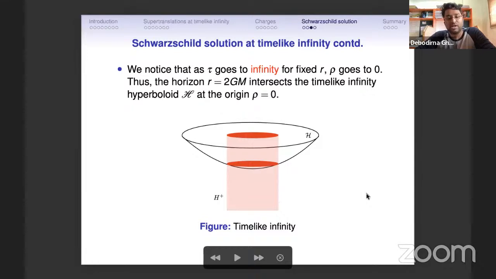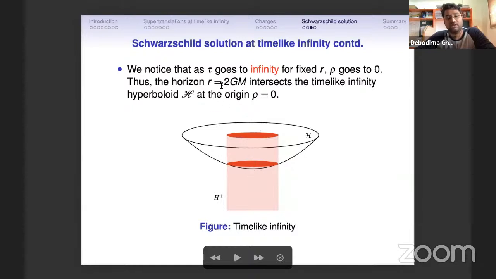So this is a cartoon diagram of the intersection of the timelike future infinity and the future horizon. Here the curly H is the Euclidean AdS3 hyperboloid, which denotes the future timelike infinity, and the cross section is seen here as a circle. But as one goes near tau tends to infinity, the circle now pinches to a point. Why do I draw this diagram?